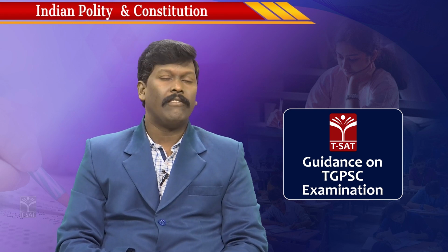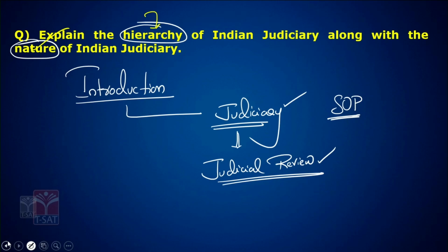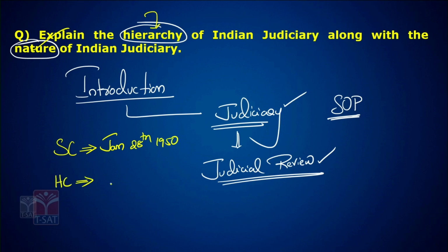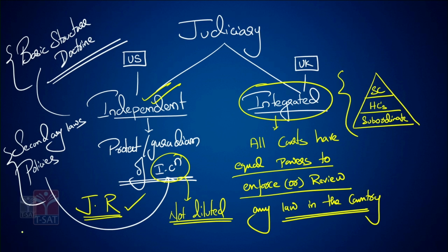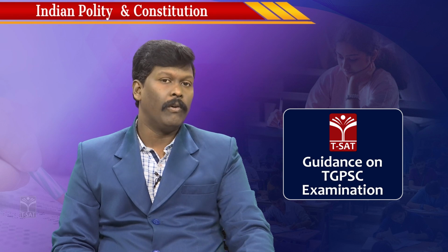In India, we have a very vibrant judicial system. The Supreme Court in India came into existence on January 28th, 1950. The High Court in India came into existence when courts were established at Bombay, Madras, and Calcutta in 1862. This is the major hierarchy and nature of the Indian judicial system we have. This is the answer you need to write when the question is about the nature of the Indian judiciary and also the hierarchy.